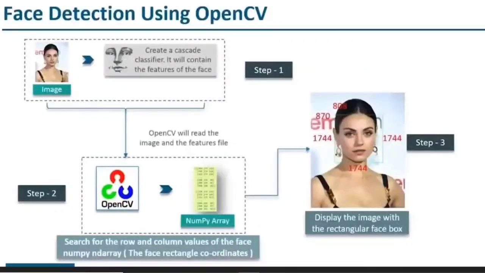So you are going to create a cascade classifier with your required features, and you are going to apply these required features on the original image and identify it.